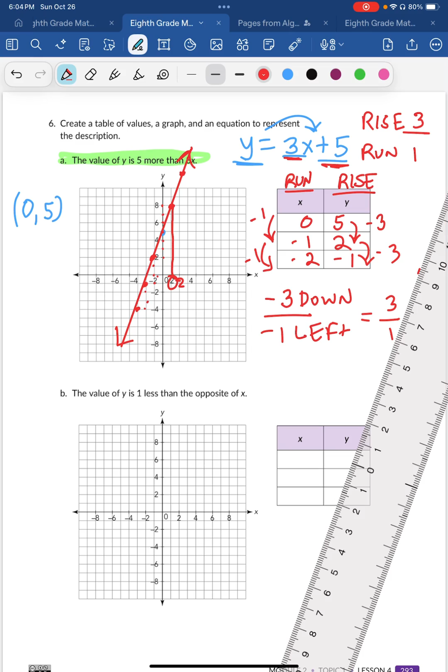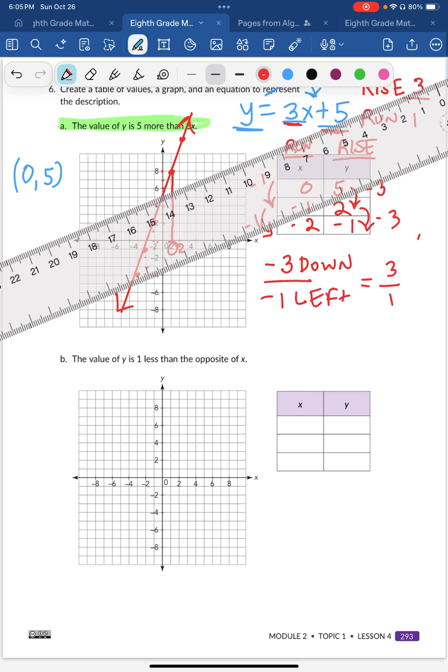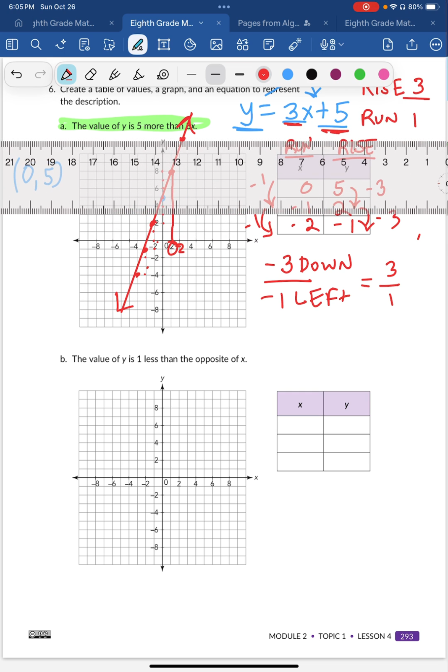Okay, let's do another one. The value of y. Remember, y equals something. 1 less than the opposite of x. So what's the opposite of x? -x. And 1 less than that is -1. So what's my y-intercept going to be? My starting point. 0, -1. That right there, 0, -1.